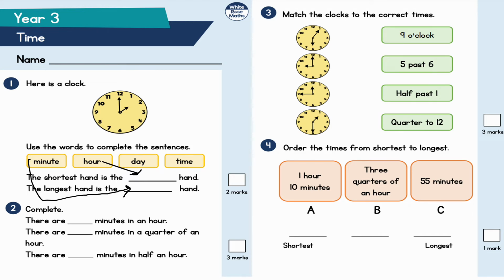Question number 2. There are 60 minutes in an hour. There are 15 minutes in a quarter of an hour, because a quarter of 60 is 15. Remember, a quarter means I'm dividing it by 4. 60 divided by 4 is 15. There are 30 minutes in half an hour, because half an hour means half of an hour, so half of 60 is 30.